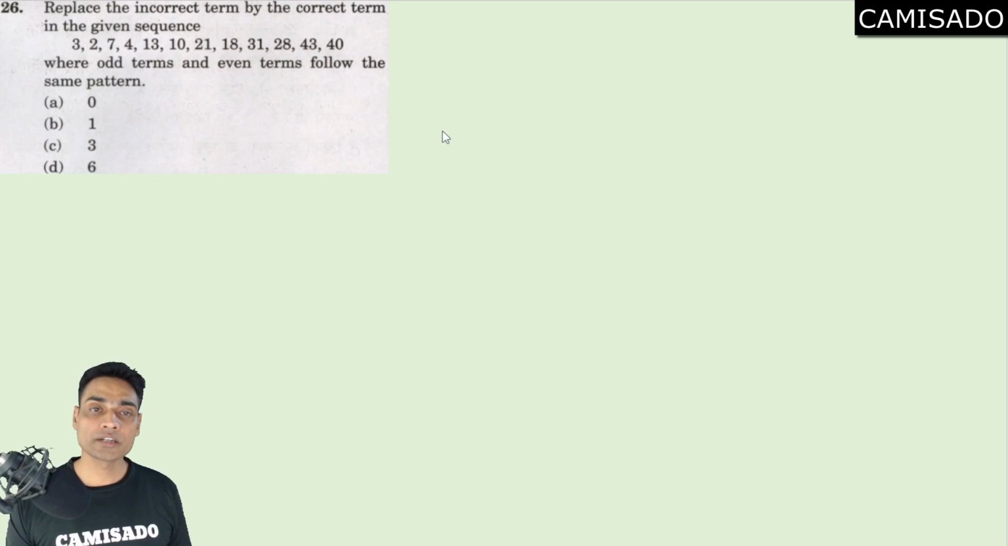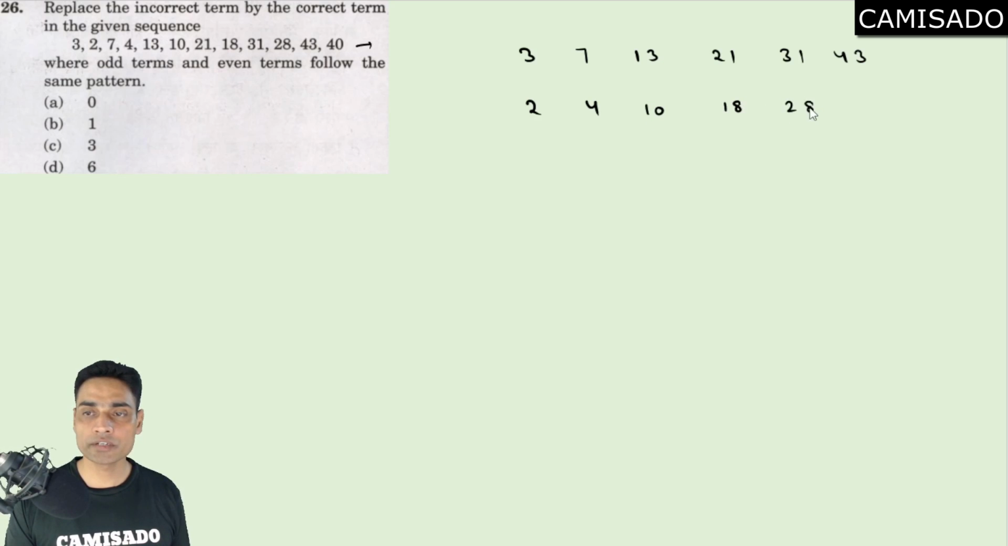replace the incorrect term by the correct term in the given sequence where odd terms and even terms follow the same pattern. So first of all, I will bifurcate these sequence in odd and even terms, then we will see what the sequence exactly is. Okay, so 3, then 7, then 13, then 21, then 31, then 43. Again 2, then 4, then 10, then 18, followed by 28, and then 40.